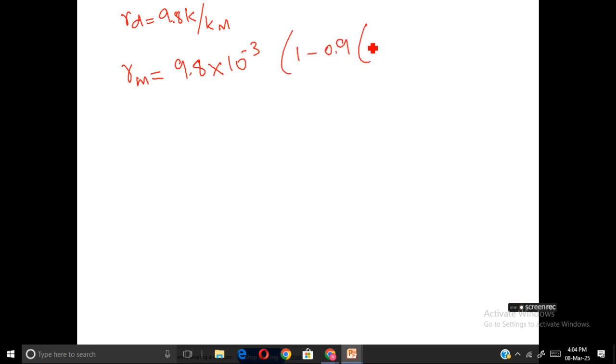We know the value of gamma d as 9.8 Kelvin per kilometer. So please substitute. Gamma m will become 9.8. We have to convert it into the SI unit, meter. So 9.8 into 10 raised to minus 3 Kelvin per meter into 1 minus 0.9 into 22 gram per kilogram. Again, this we need to convert into kilogram per kilogram. It will become 0.022. How much will gamma m be? Can you calculate and tell me?